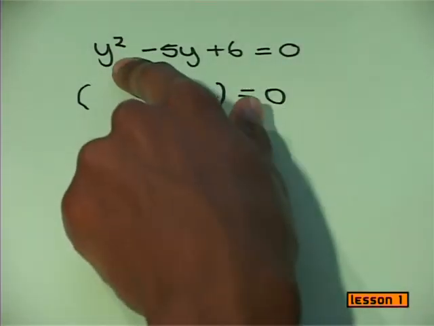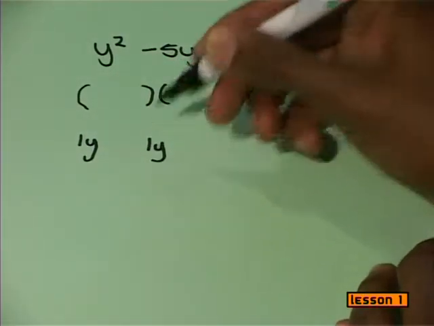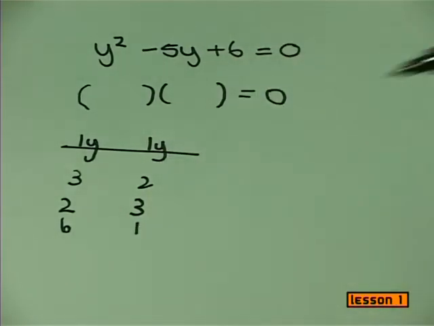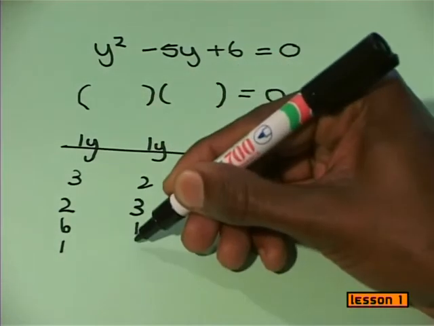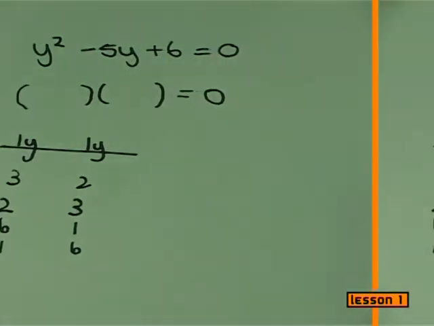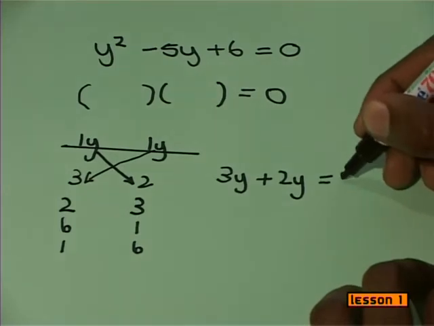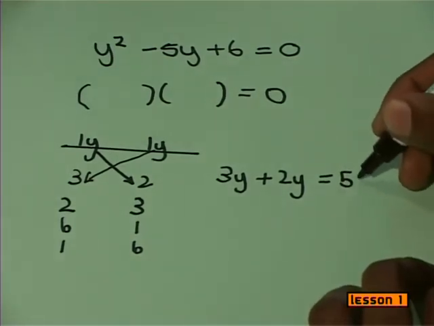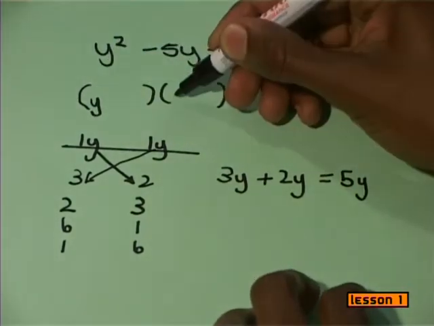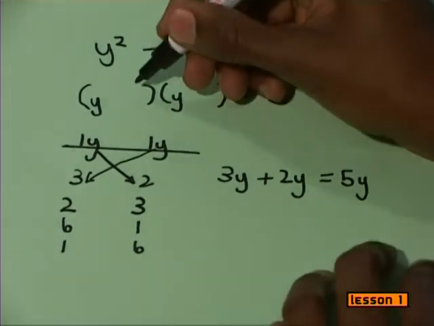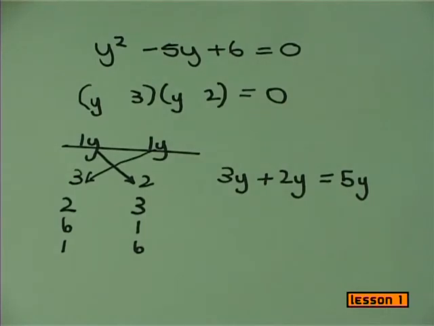I know I need two brackets, so I'll write them down. The factors of the first term are 1y and 1y. The factors of 6 are 3 and 2, or 2 and 3, or 6 and 1, or 1 and 6. Now I see which of these, when I cross multiply and add, will give me 5y. So, that is 3 and 2. If I put this into brackets, I get... Now all I need to do is put in the signs.